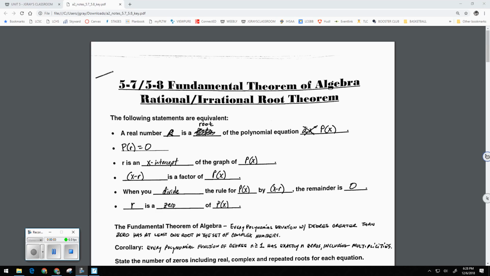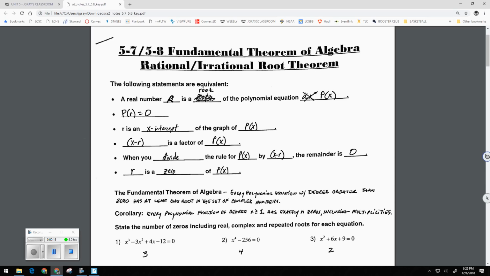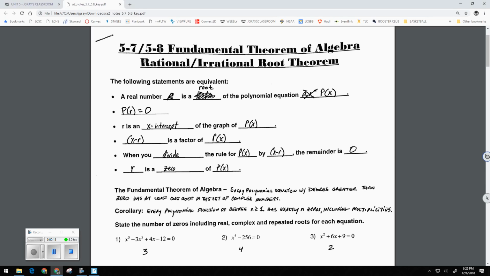Today we're going to go over the last section in Unit 5, which is about the fundamental theorem of algebra and the rational and irrational root theorem. I'm recording this so you can start it and stop it as you need to copy some things down into your notes. What I'm showing you right now is what's posted on the website, and it has these first 6 bullet points filled in.